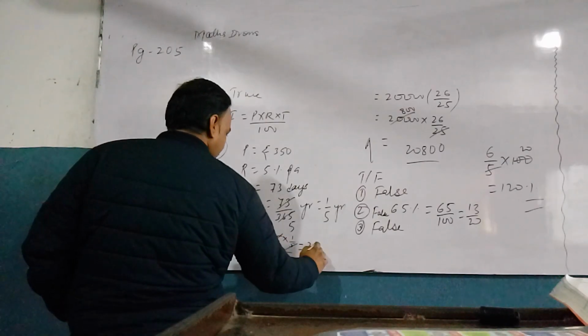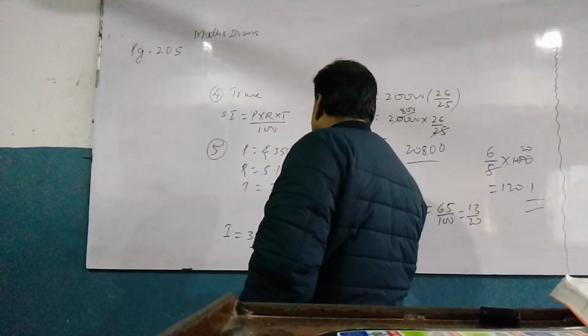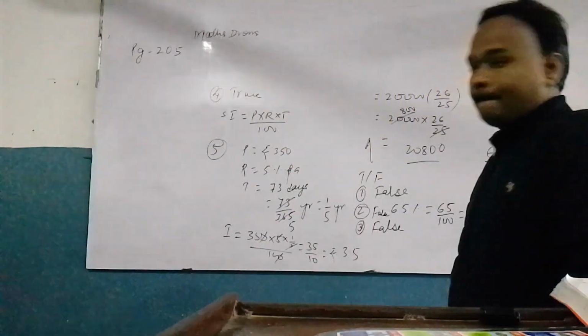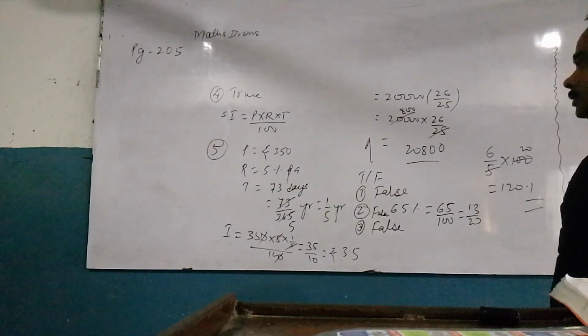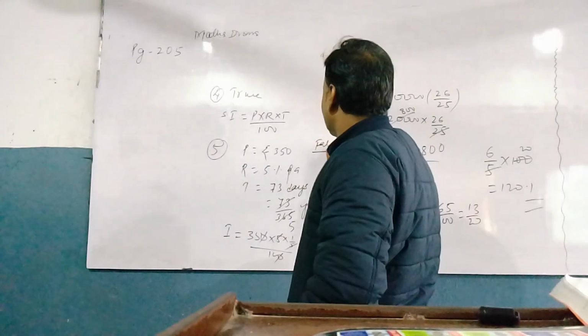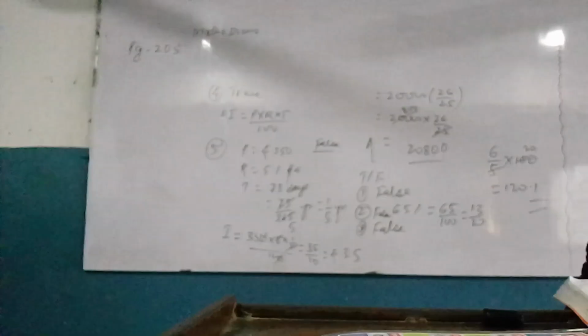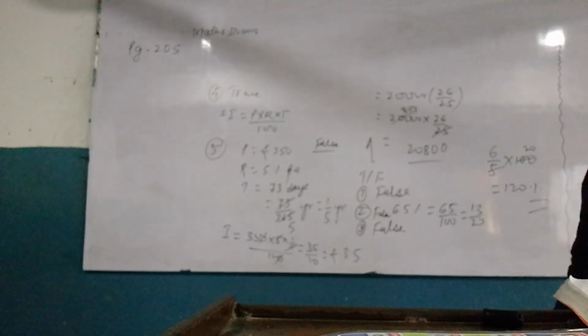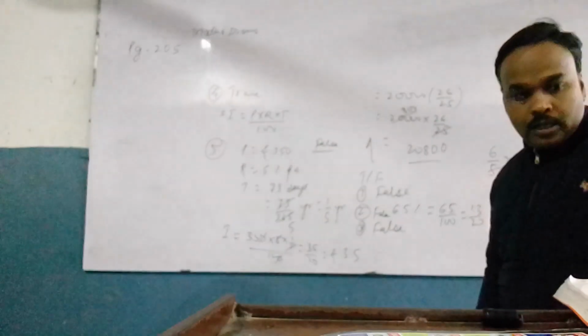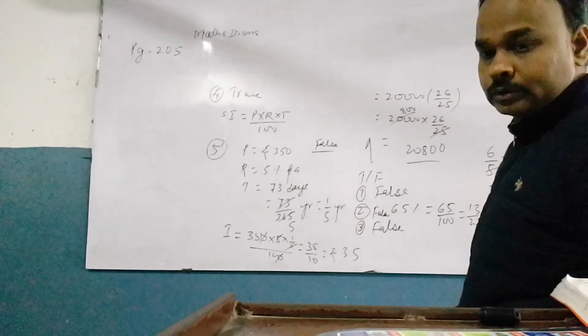35 by 10 means rupees 3.5. But here given rupees 35, so it is false. So in the blank you will fill false. Only question number 4 is true here. Remaining 1, 2, 3 and 5 are false, and question number 4 is true. Is it clear, everyone? Now see the next question, which is match the columns.